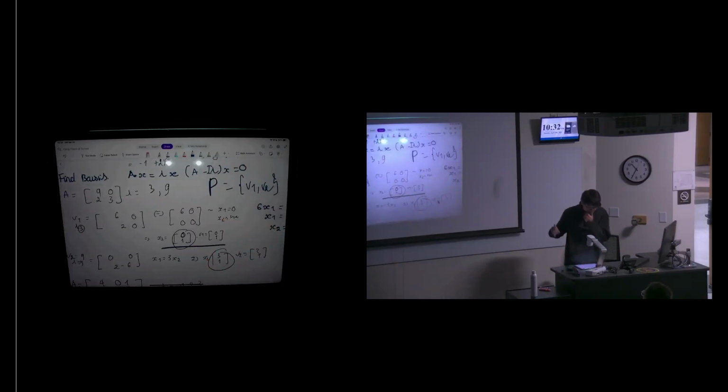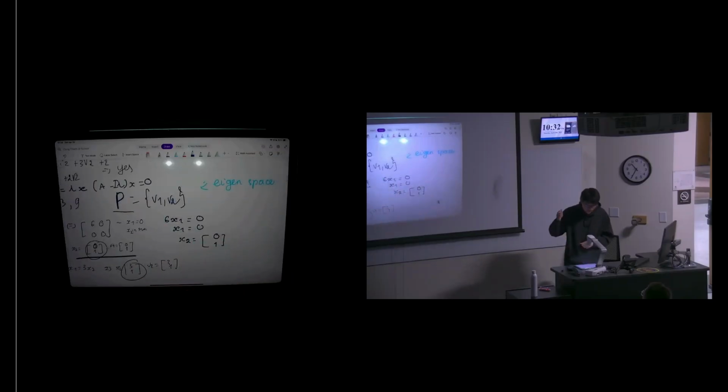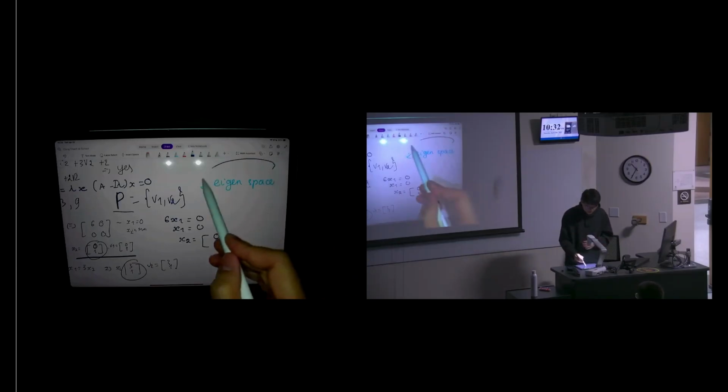So now we know how to check an eigenvalue and how to check for an eigenvector. We want to find the basis of the eigenspace. Eigenspace, yes. The symbol for it is P. P stands for all of the linearly independent eigenvectors in it, and it's comprised of the basis of them. We call them the eigenspace.